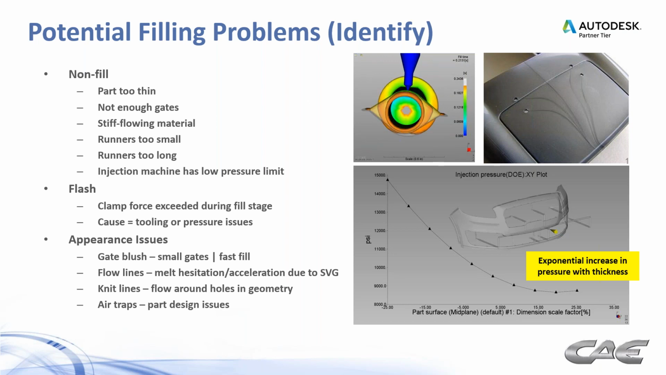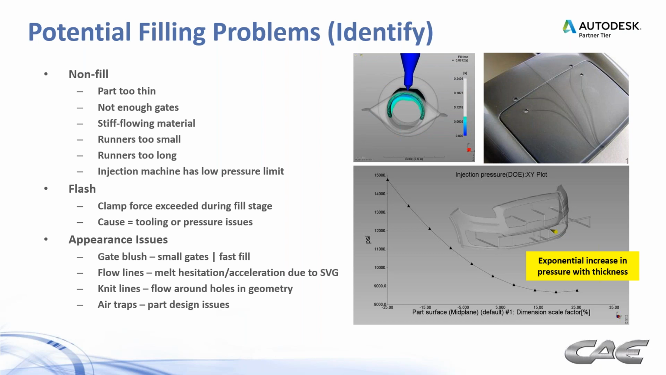So that's one issue. Non-fill aside, flash can occur even during filling, in cases maybe where you have clamp force exceeding the limit of the injection molding machine. That can happen during filling if you're using too few gates, or again, if you're pushing the limit on part thickness, going too thin, any number of things. If you don't have balanced fill, flash can occur. So sometimes it's a tooling issue, but in many cases it's related to pressure, and that pressure can relate to any of those things that we talked about earlier.